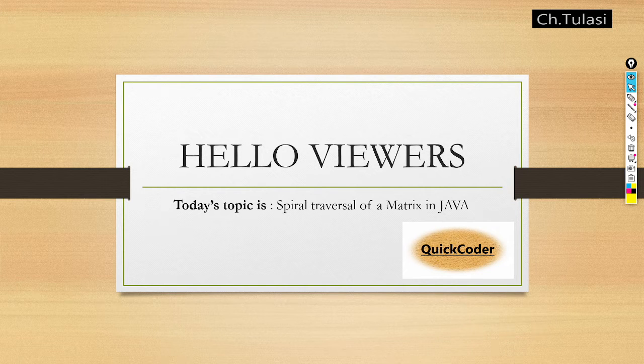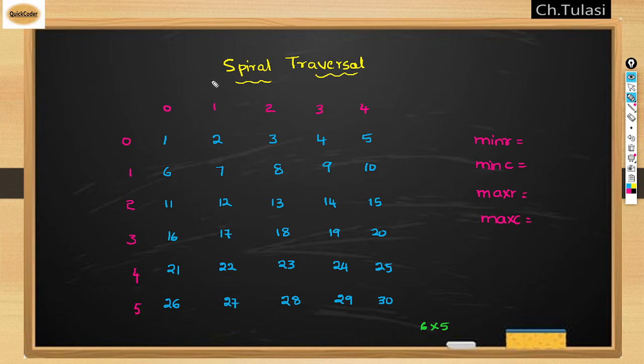So let's get started. Today's topic is spiral traversal of a matrix.